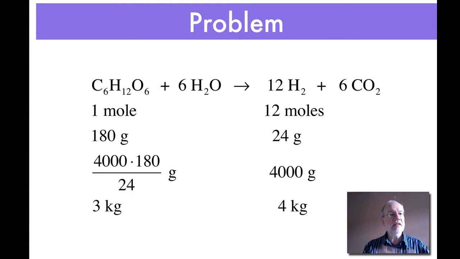And the last answer: if we use the total conversion of glucose with water, we obtain this number of hydrogen, 12 moles. 1 mole of glucose has a mass of 180 grams, and 12 moles of hydrogen, 24 grams. And to obtain 4 kilos of hydrogen, you need 3 kilos of glucose.